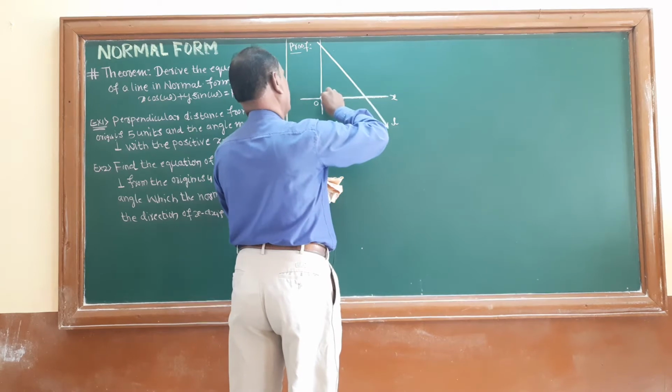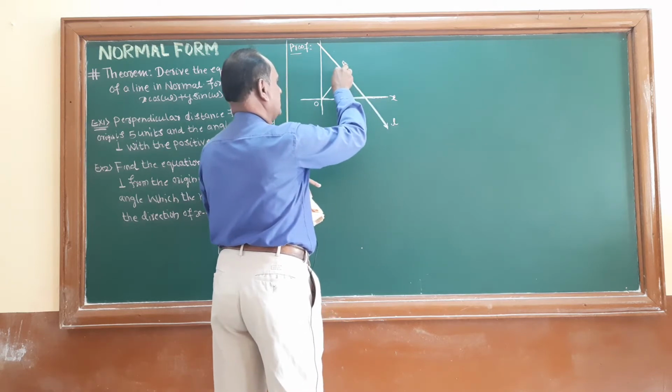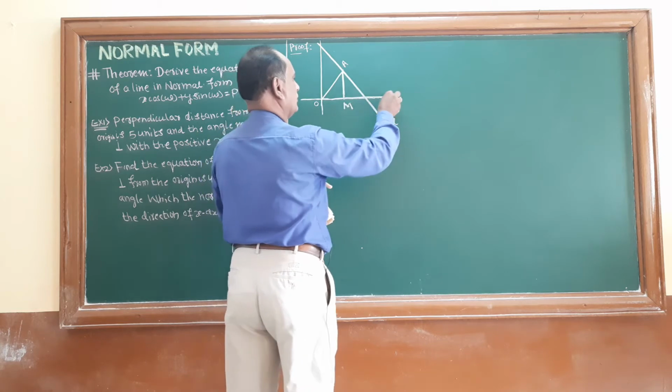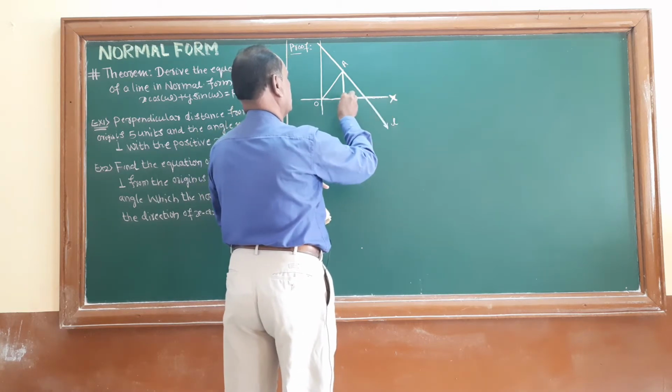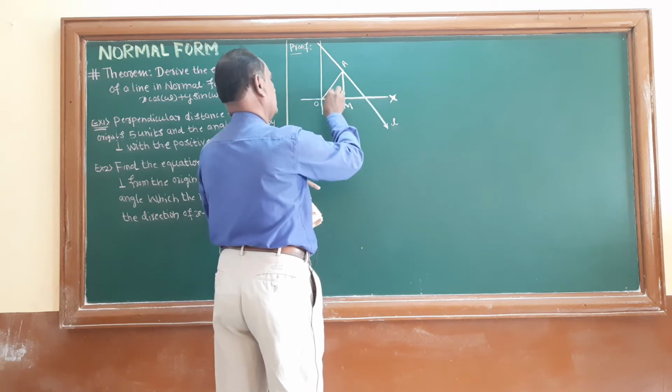So draw OA perpendicular to the line L. Again you have to draw AM perpendicular to the x-axis. So OA makes an angle omega.